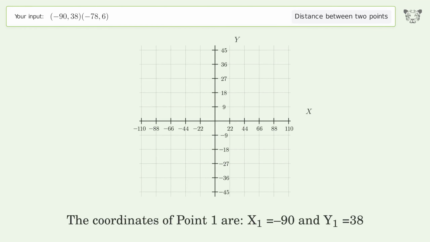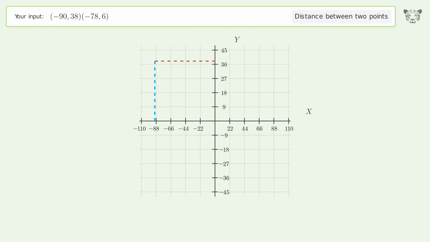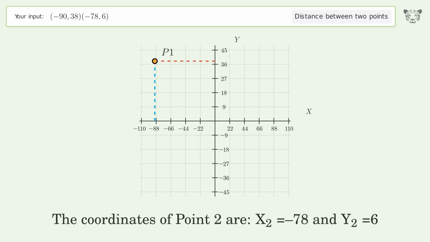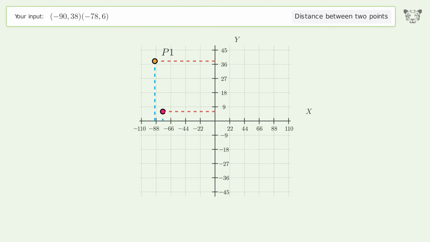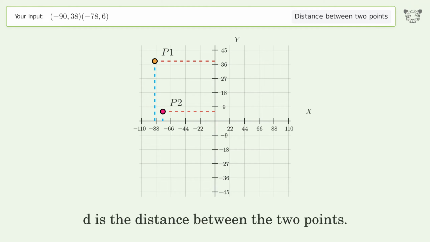The coordinates of point 1 are, x1 equals -90 and y1 equals 38. The coordinates of point 2 are, x2 equals -78 and y2 equals 6. D is the distance between the 2 points.